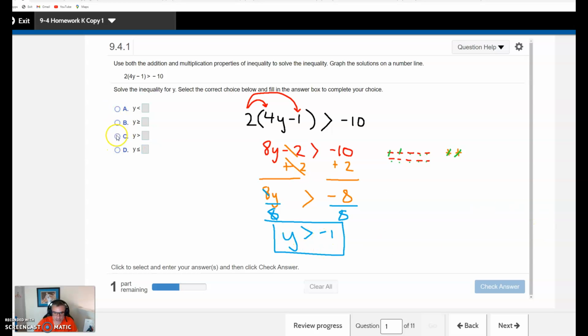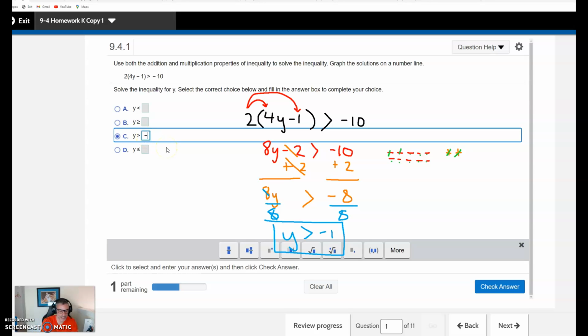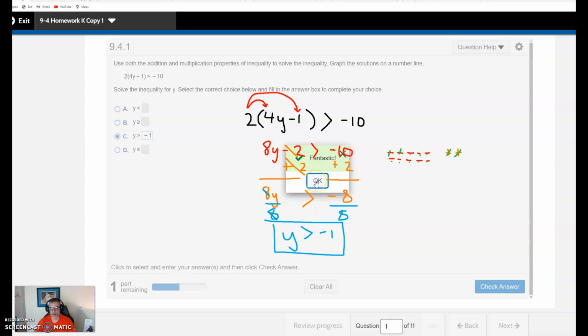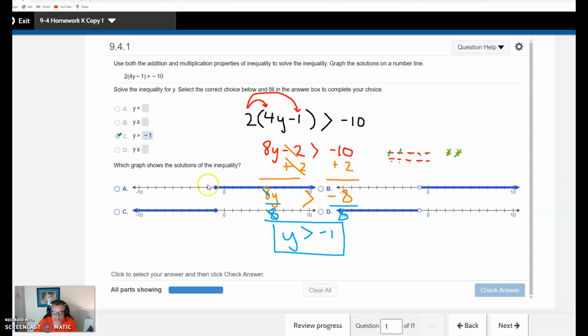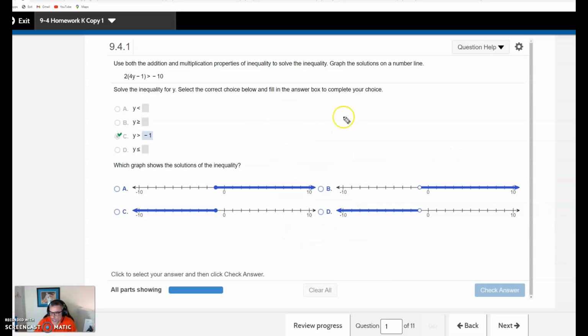Let's find it here. I need the greater than, and I need it to be negative 1. Got it. All right, we're going to want to graph this. So, what I like to do is I'm going to erase this work, and I'll rewrite my answer here. It's y is greater than negative 1. Okay, so what am I looking for? Well, I don't have the or equal to, so I'm going to have an open circle, and then it's greater. So I want all the numbers that are bigger than negative 1.